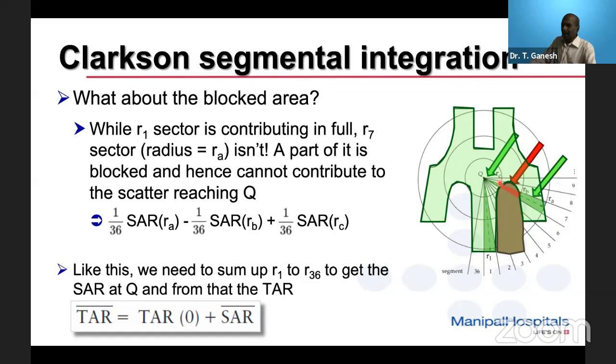So that way you can sum up all the 36 sectors in order to get the total tissue air ratio. So total tissue air ratio equals TAR for 0 plus the scatter air ratio, not averaged out, summed up for all the 36.